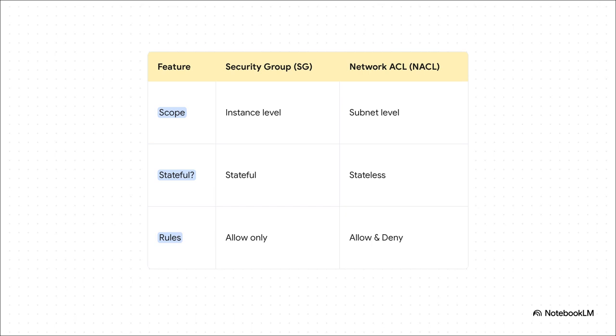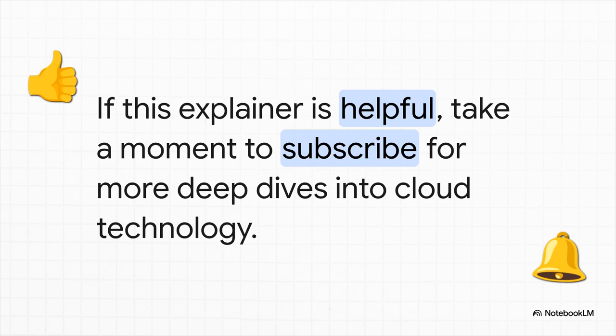Then for the whole neighborhood or subnet, you have a network ACL. This is more like a border patrol. It's stateless, so you have to create rules for traffic going in and for traffic coming out. Two layers of defense.